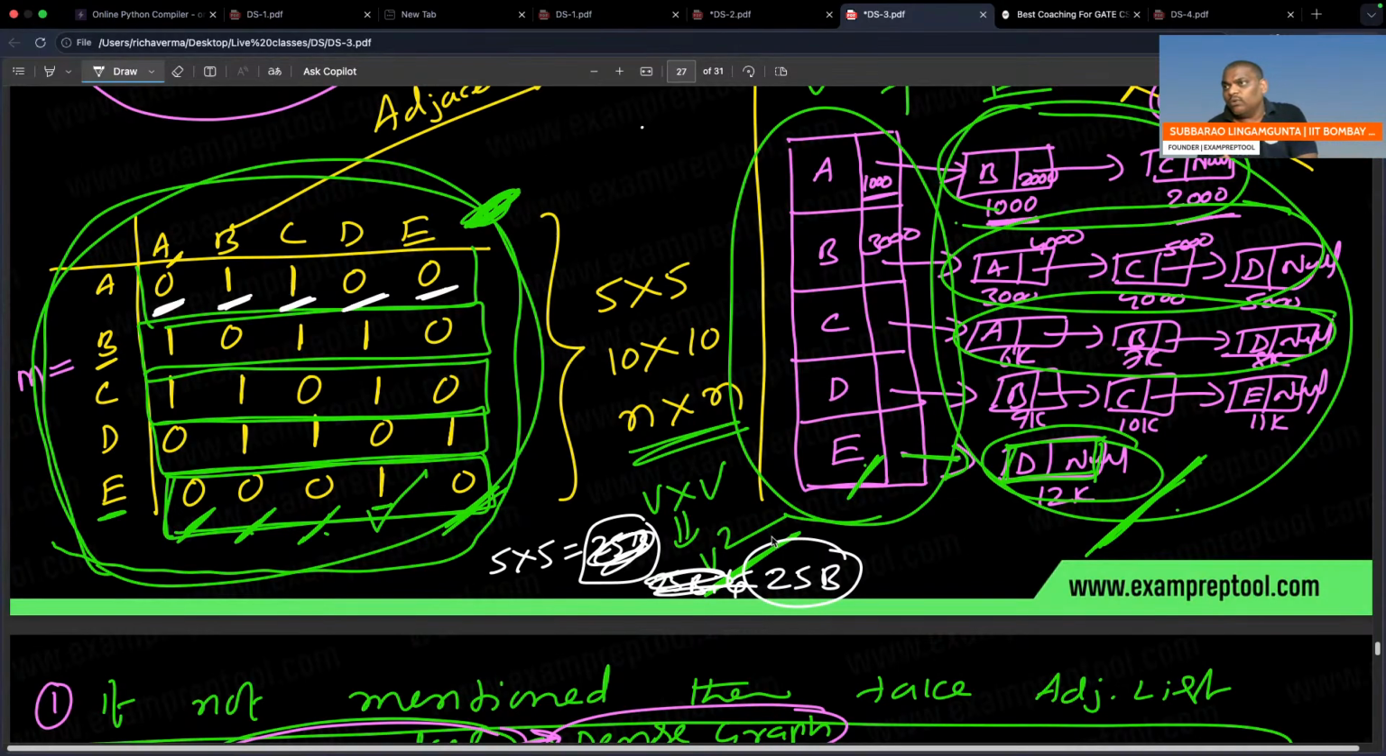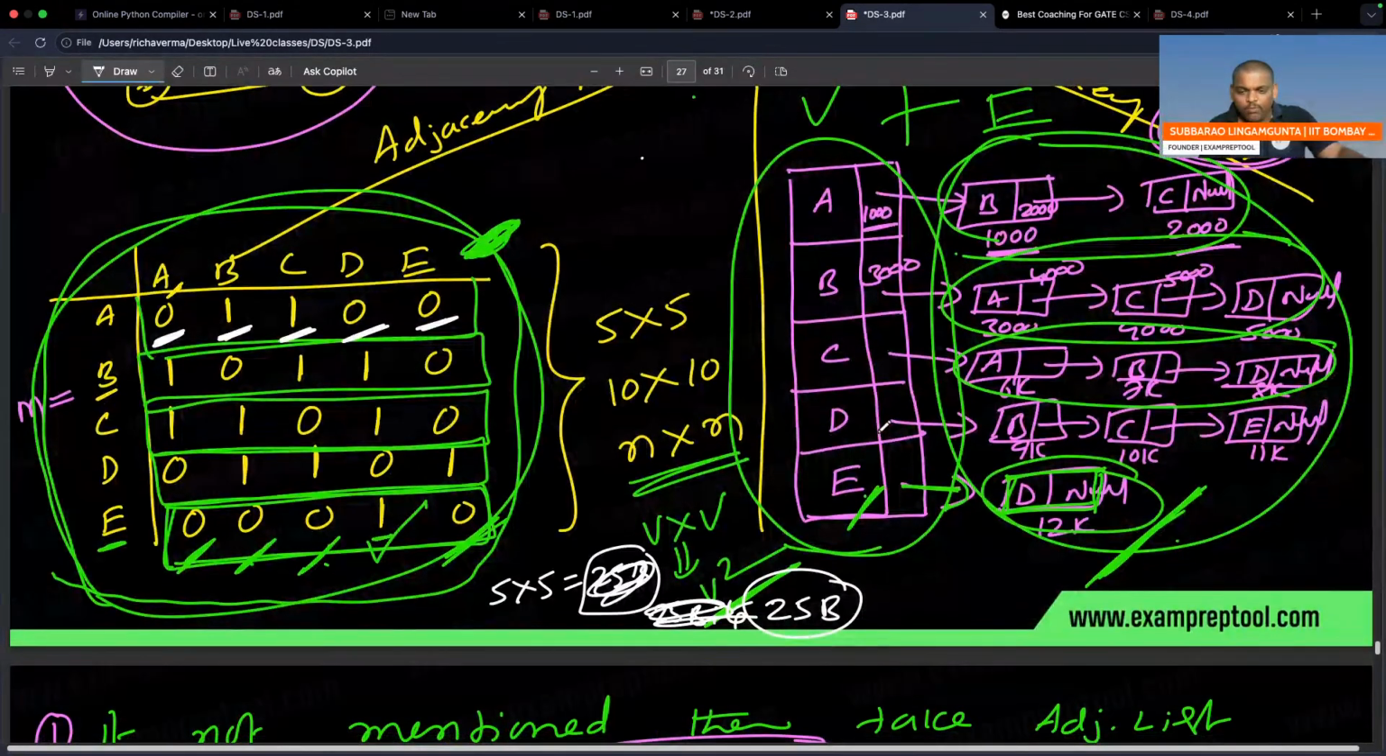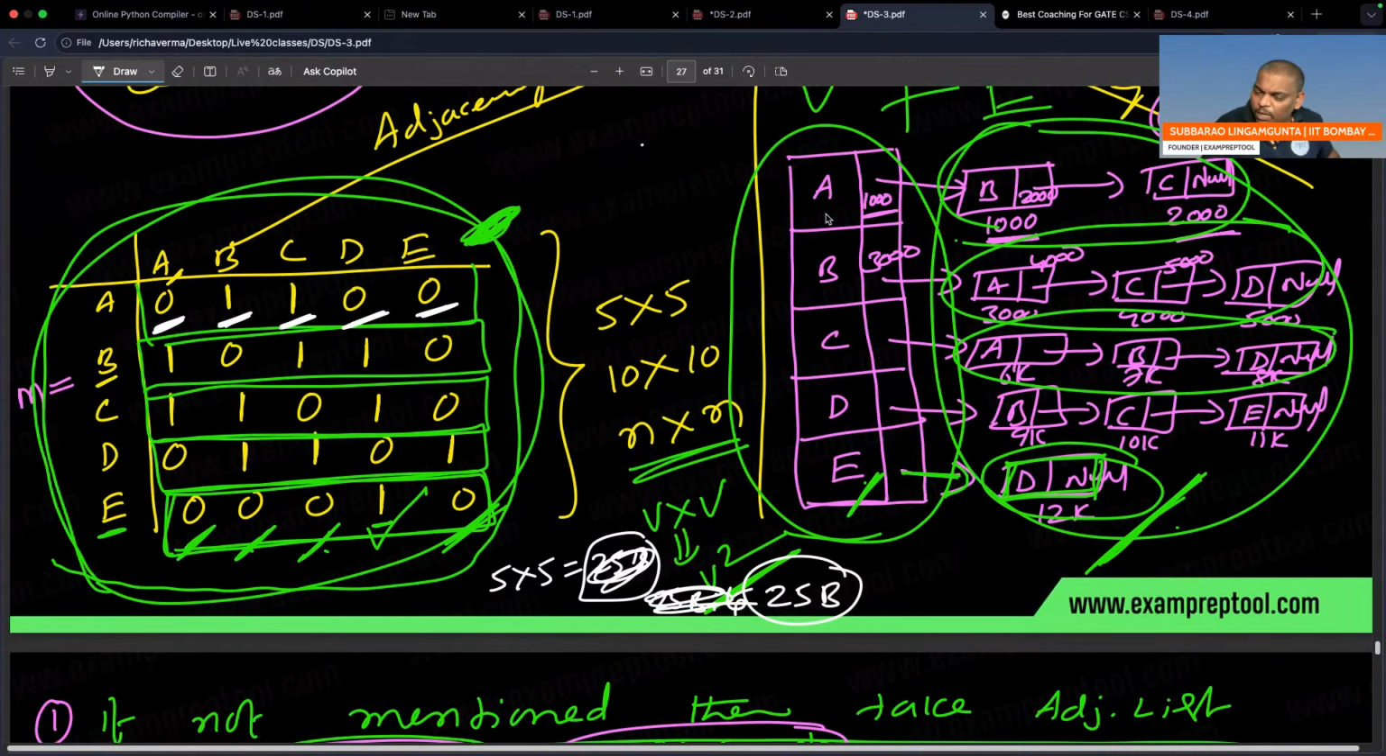Now come to the list. Everyone observe. For the vertices, 1 byte each: A, B, C, D, E, so it is going to be 5 bytes. And for the edges, if it is a complete graph with 5 vertices, here 4 will be there, here also 4, here also 4. So 5 4s, 20.